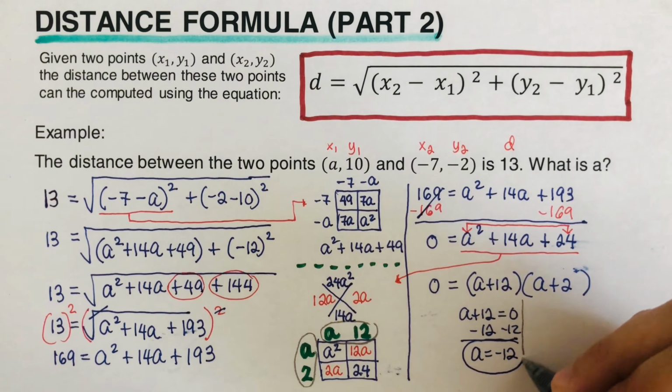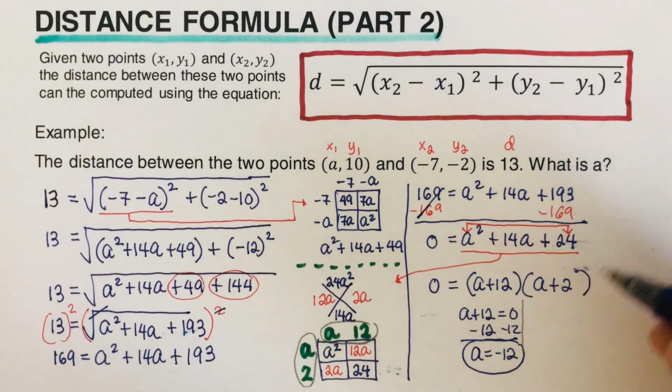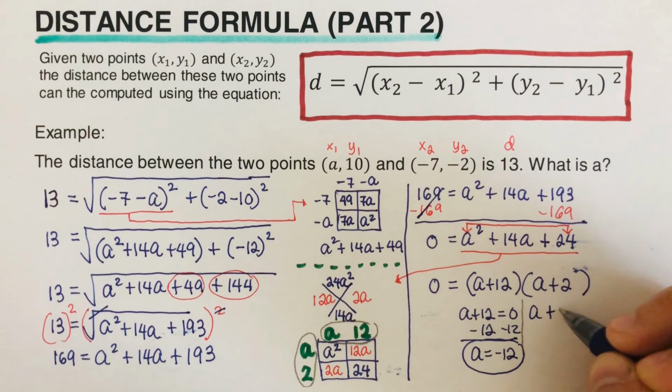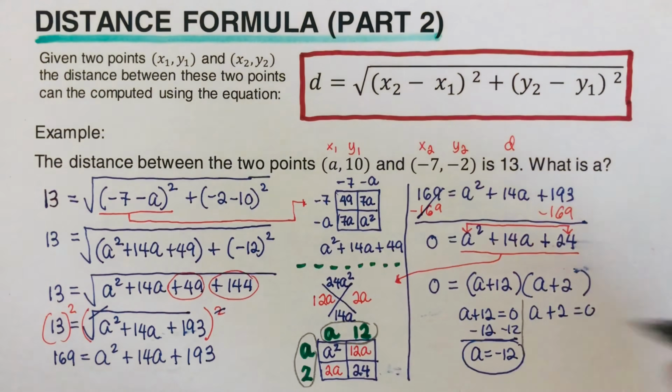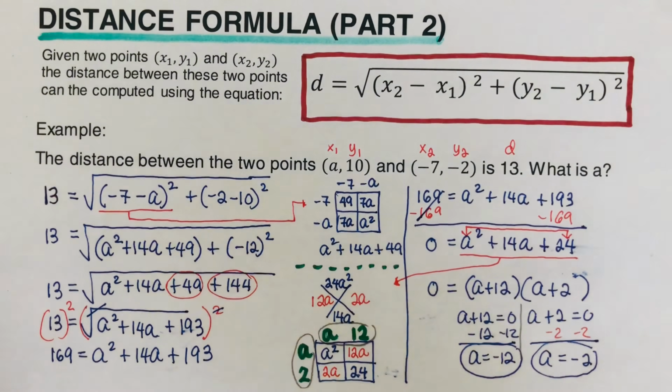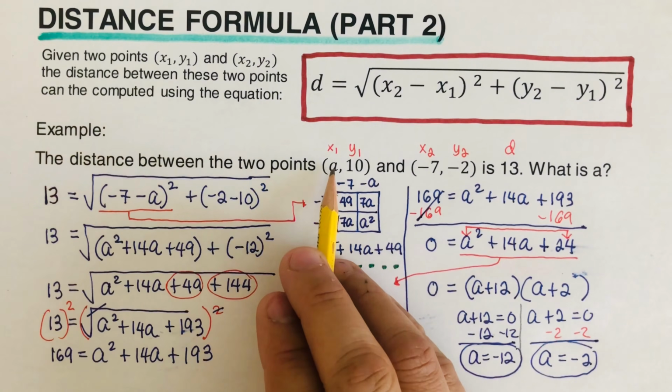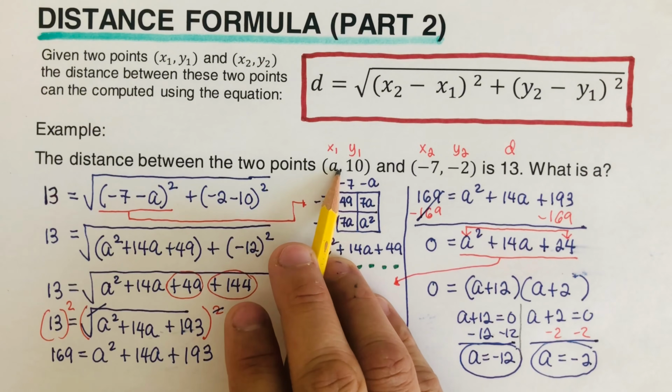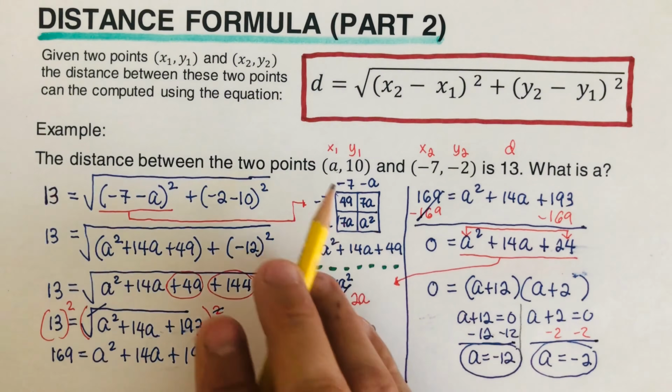So that is the first value of a. And then the other value of a would be a plus 2 equals 0. So that would be minus 2 and minus 2. So then our other value for a is going to be negative 2. So these are the two values of a. So then we can go ahead and say that the answer that we can have right here, so this a can be negative 12 and it can also be negative 2.